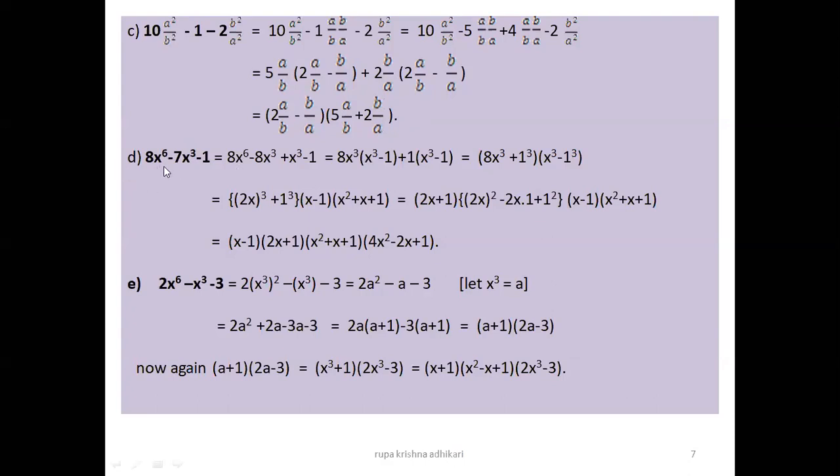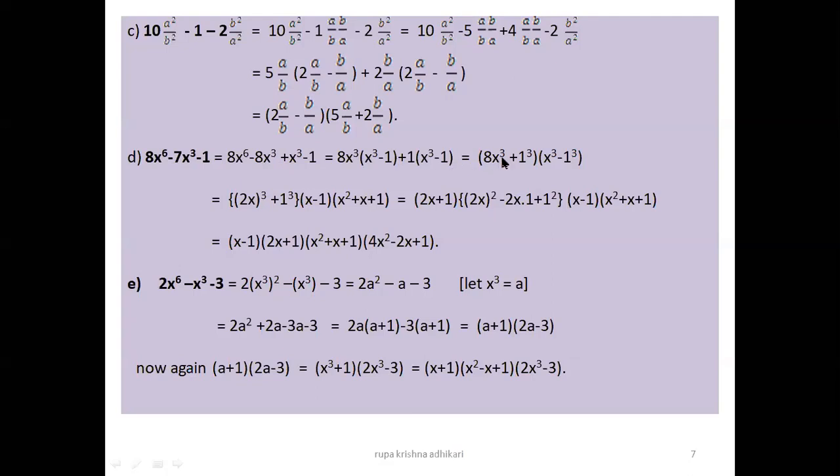Now let's continue with fourth example. 8x to the power 6 minus 7x cube minus 1. Here 8x cube as it is written, minus middle term breakup, that is minus 7. It can be written as a product AC minus 8 and sum minus 7. So what are the numbers? Minus 8 and 1. So it is broken and written as minus 8x cube plus x cube minus 1.